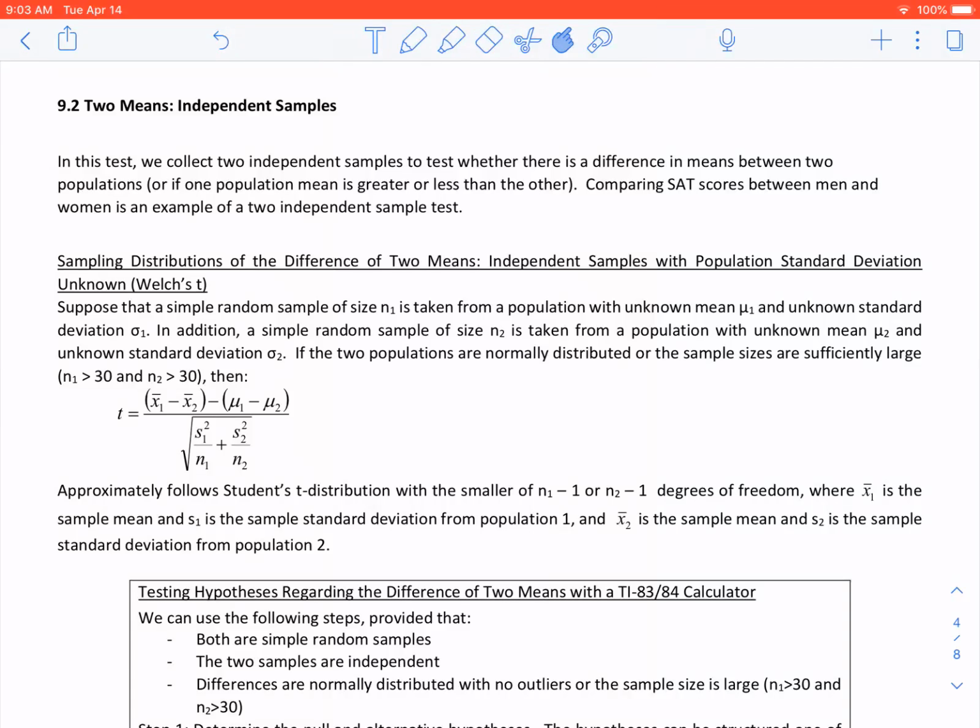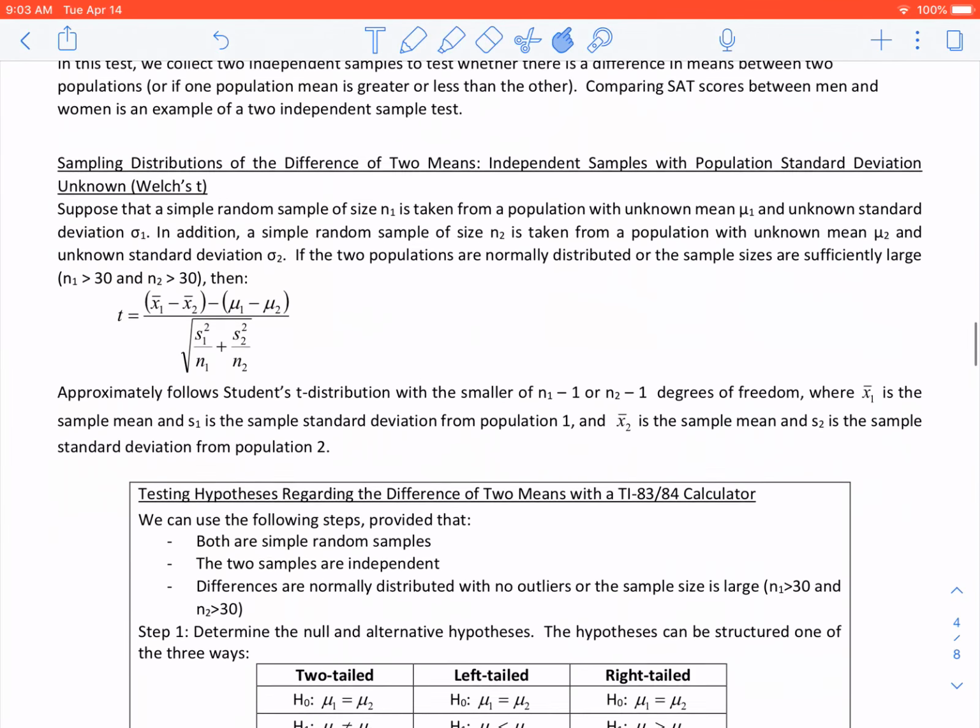We are in section 9.2, two means independent samples. In this test, we collect two independent samples to test whether there is a difference in the means between the two populations, or if one population mean is greater or less than the other. Comparing SAT scores between men and women is an example of a two independent sample test.